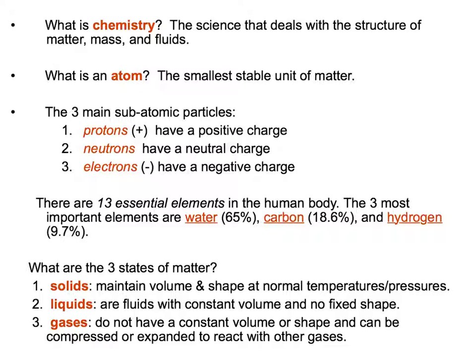The three most important elements are hydrogen, oxygen, and carbon. Water makes up 65% of the human body, which is the hydrogen and oxygen component. And then carbon makes up an additional 18.6%. There are three states of matter that exist. There are solids, liquids, and gases.